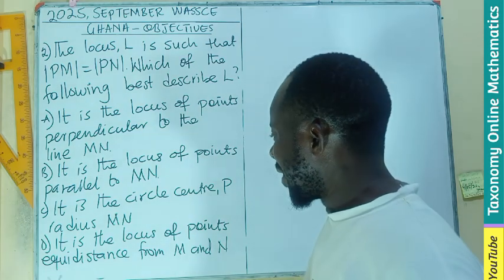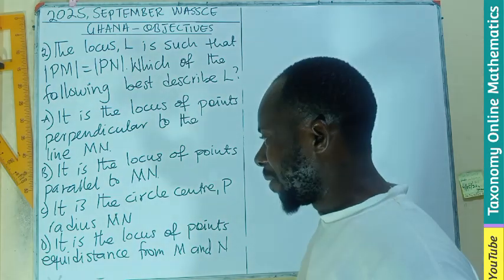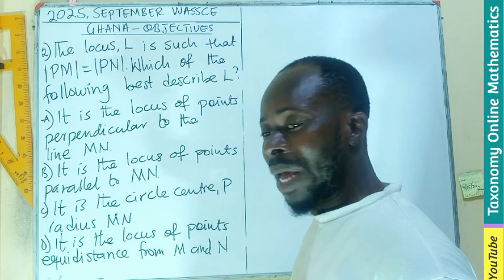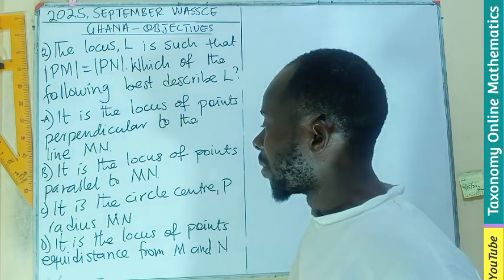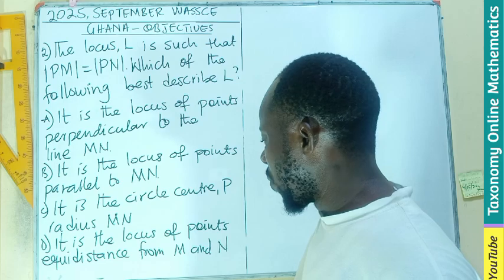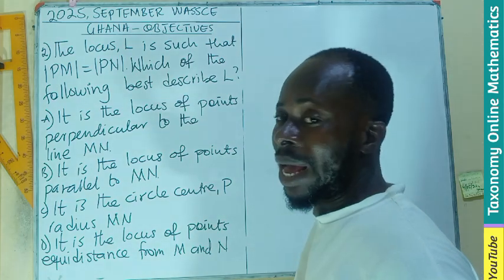Then it is the center P, radius MN. That will be a circle. That is not what this is all about. And the final one, it is a locus of points equidistant from MN.